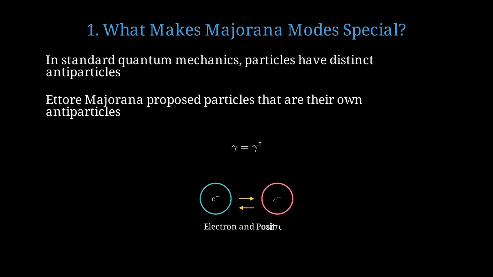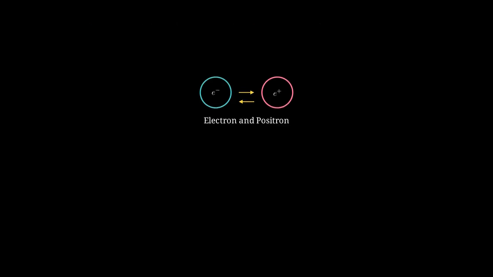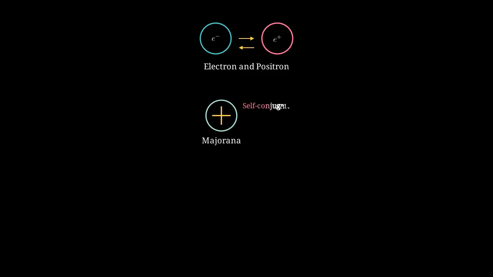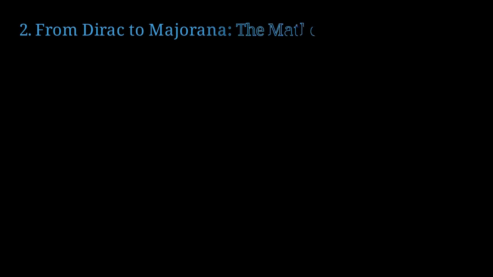For comparison, an electron and positron are distinct particles. They can annihilate each other, but neither is its own antiparticle. A Majorana particle is fundamentally different. It is identical to its own antiparticle. This self-conjugate property leads to remarkable physics. To understand Majorana fermions, we need to start with the Dirac equation and see how Majorana's modification changes everything.